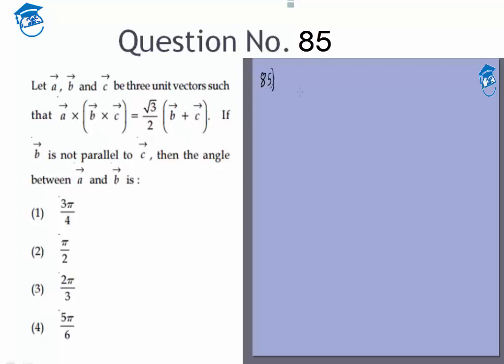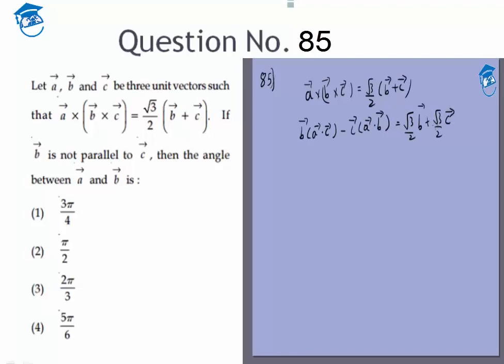We are given A, B and C are unit vectors such that A cross B cross C is equal to root 3 by 2 times B plus C. So we can use the standard identity for A cross B cross C. It is B times A dot C minus C times A dot B. This is equal to root 3 by 2 B plus root 3 by 2 C.